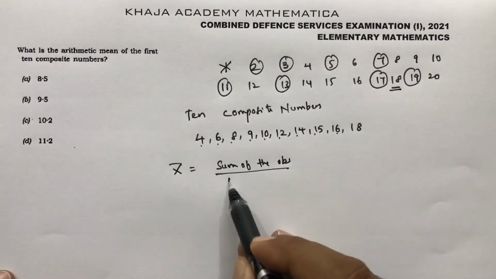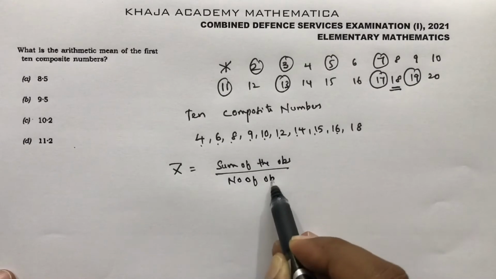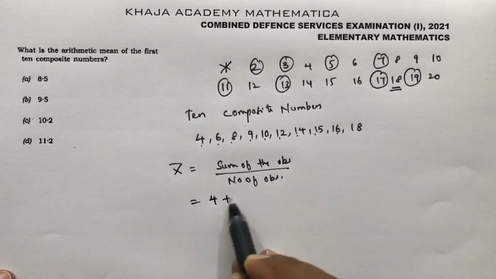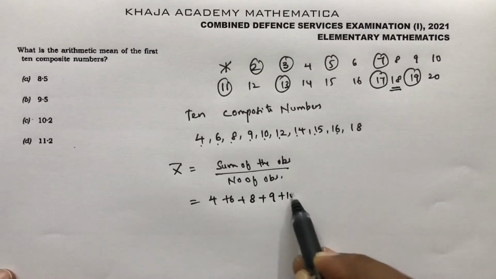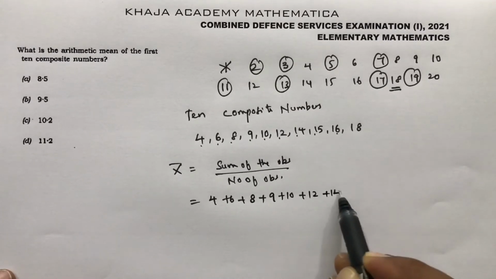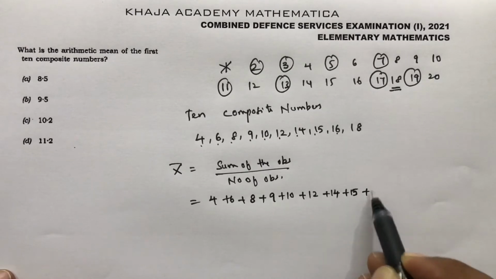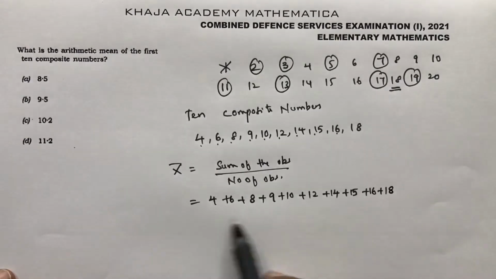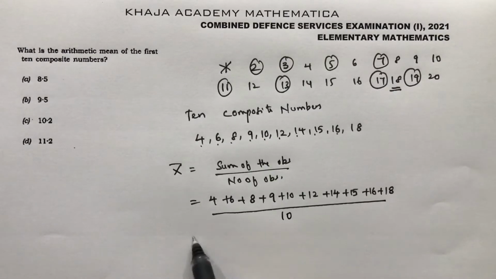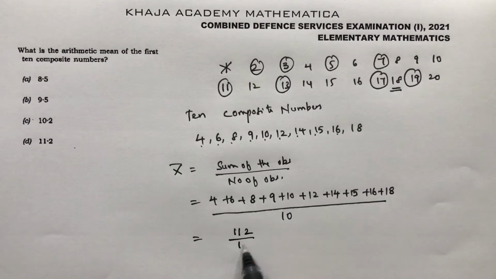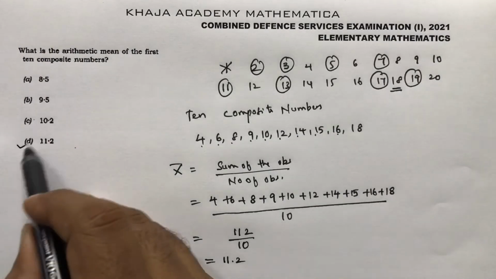So sum of the observations by number of observations. So 4 plus 6 plus 8 plus 9 plus 10 plus 12 plus 14 plus 15 plus 16 plus 18. So added all the 10 composite numbers by 10. If you add all these 10 composite numbers, the result is 112 by 10. So 112 by 10 is 11.2. So the correct option is D.